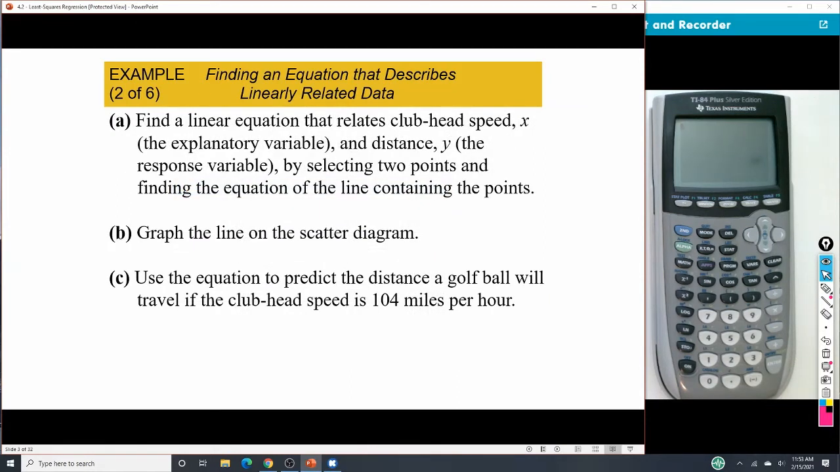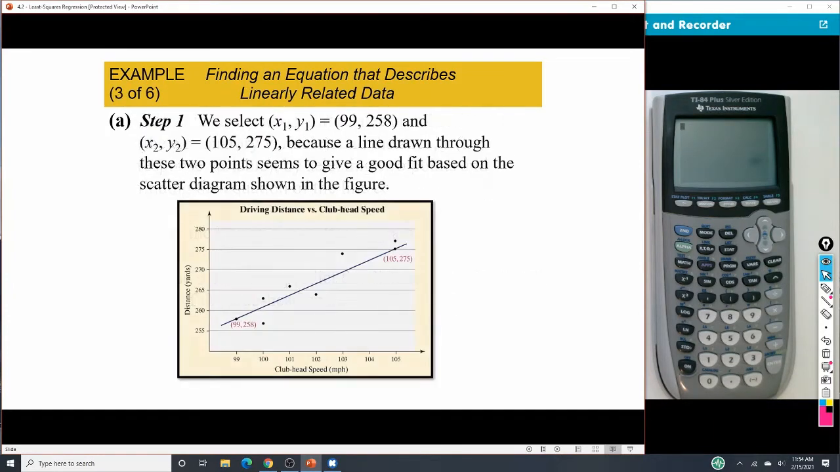All right, but they want us to look at some other things. They said, find the linear equation that relates to the club head speed by selecting 2 points, and then graph the line on the scatter diagram, and then use this to predict the distance the golf ball will travel. All right, so they decided to select these 2 points.